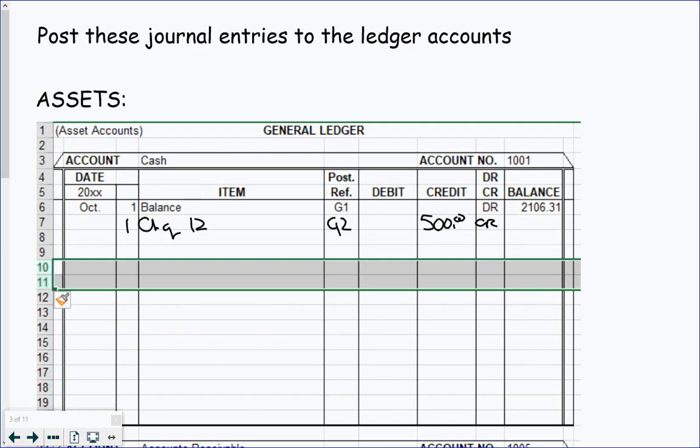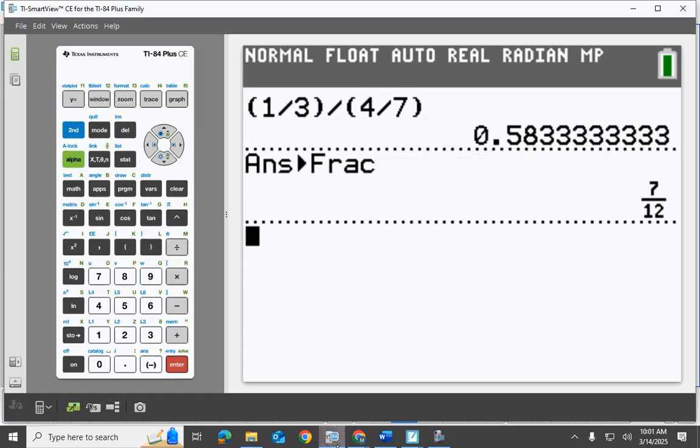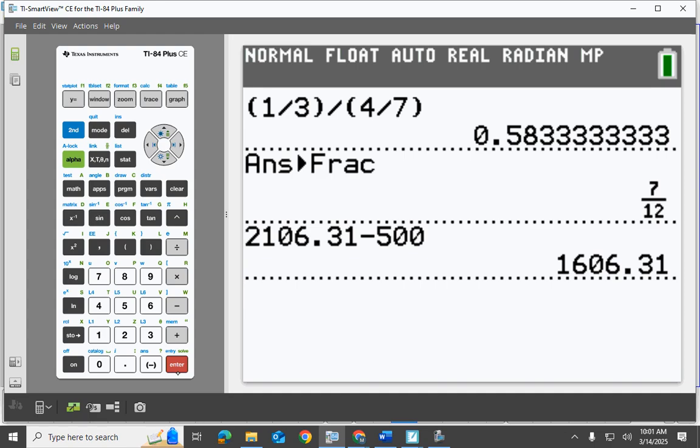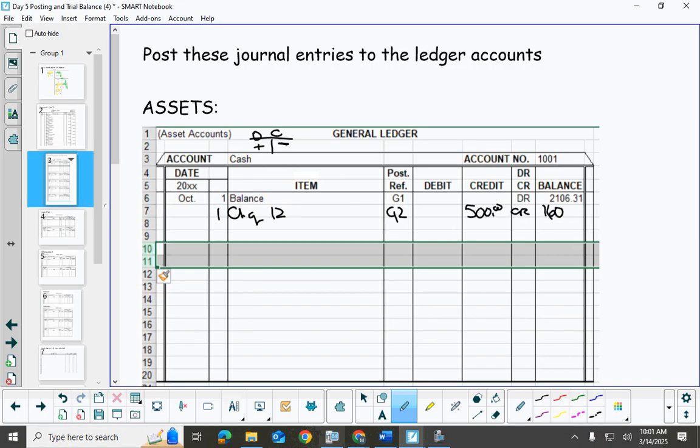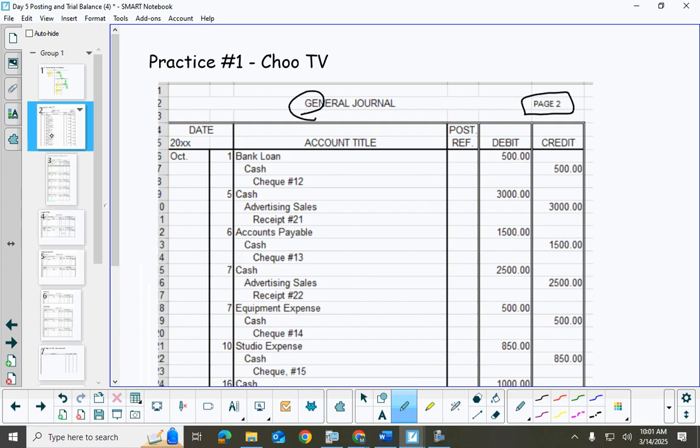Now, because these are asset accounts, remember, for asset accounts, debit is plus, credit is minus. So you're going to take your calculator and go 2106 minus 500. Okay. And you get 1606.31. So you're going to keep a running balance, like a running tally. Now, the bank loan was a debit of 500. Bank loan is a liability.